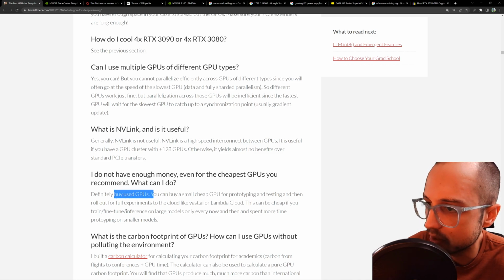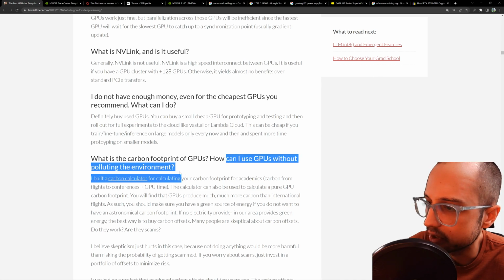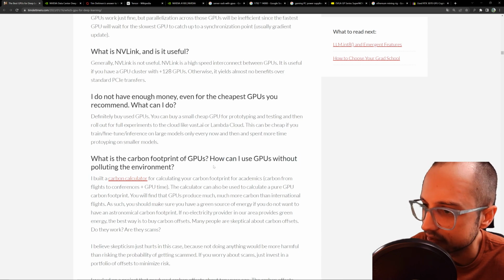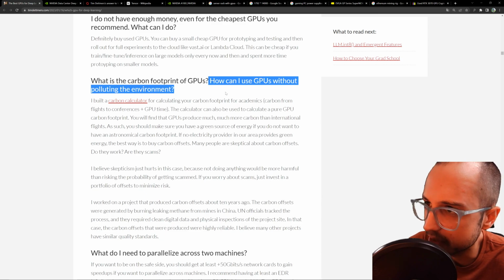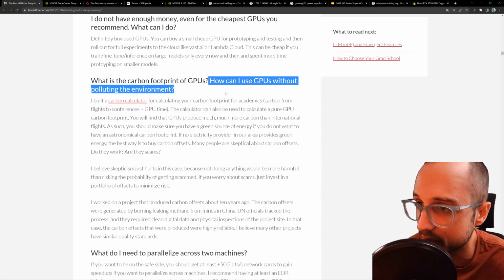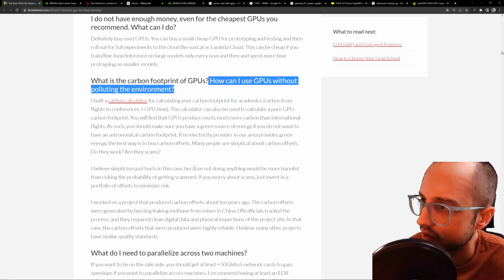Buy used GPUs. Can I use GPUs without polluting the environment? I think this is like nonsense. Like, I'm just gonna be honest. People who say that GPUs cause carbon, like, your washing machine is producing carbon, your electricity is producing carbon, like, there's so many other things in your lifestyle that are producing way more carbon than the GPUs in your computer.